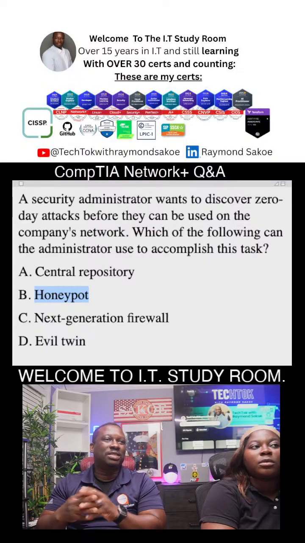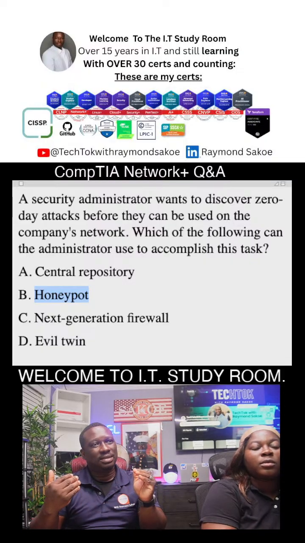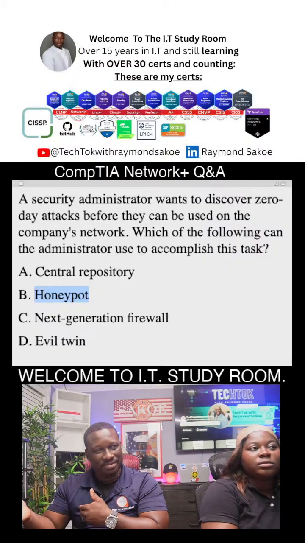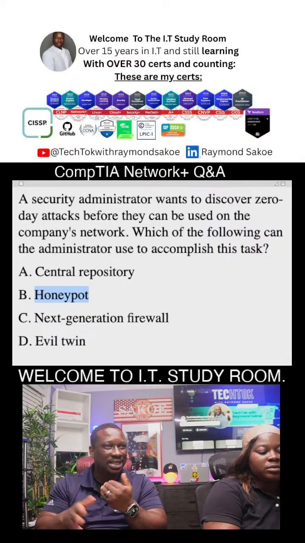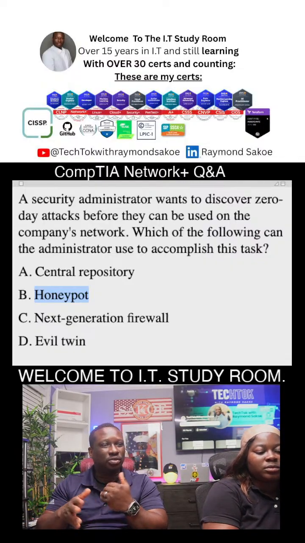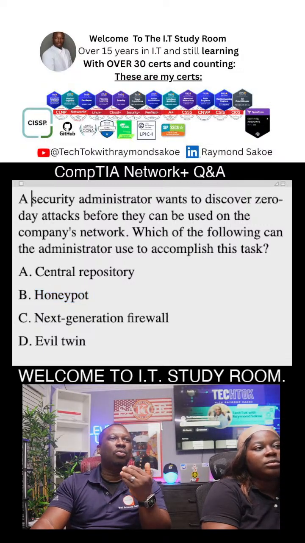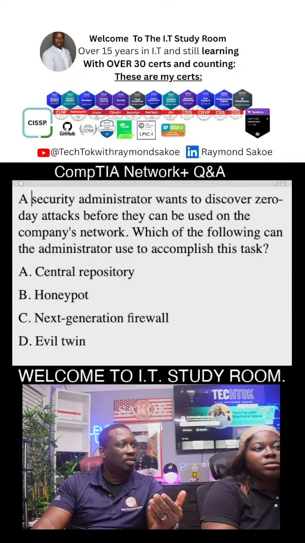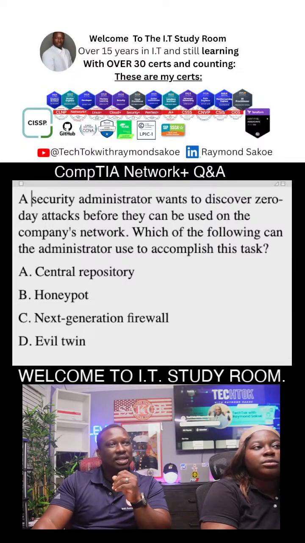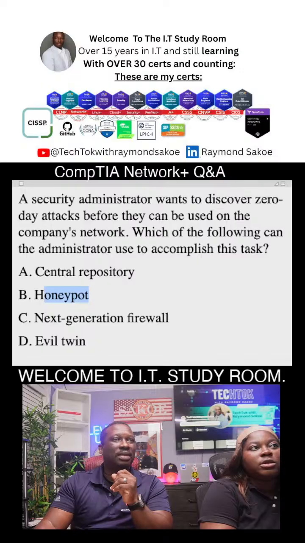So now, as part of the hacker hacking your system, right? They'll perform some sort of techniques and use some sort of tools and all that, right? So that will help the security administrator discover what is happening on the honeypot. Right? Okay. So yeah, that is the best option. So the answer was here.